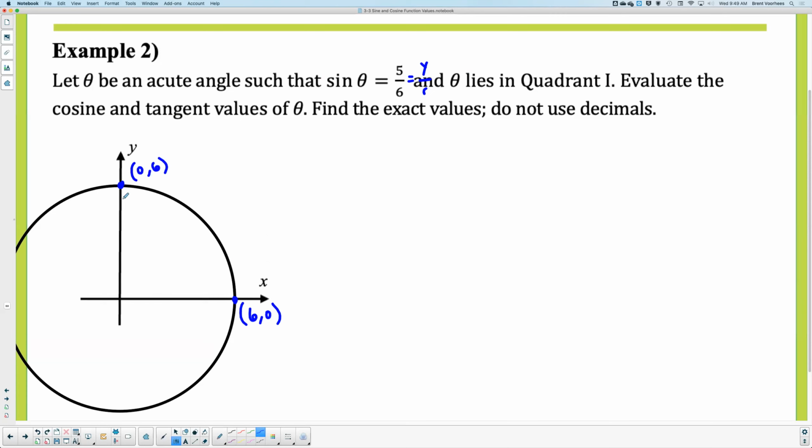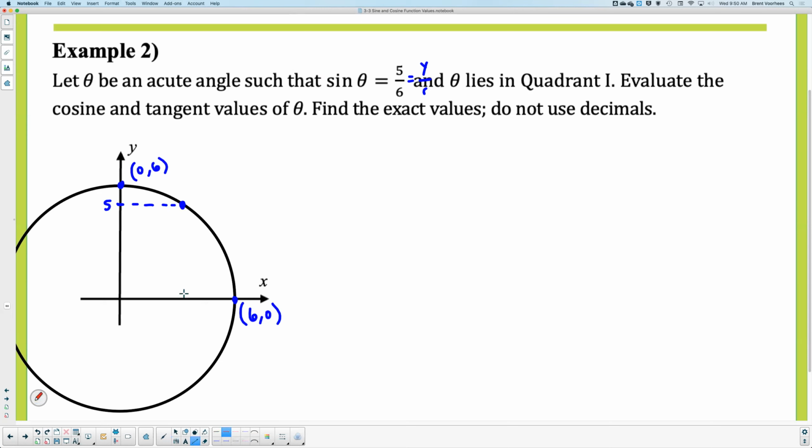I'm going to just take a guess and say that this is approximately 5 right there. Does that look like it might be about 5? If that's 6, does that look like an okay spot to put a 5? That means wherever we are in the circle, we have a y value of 5. This has to be straight across from there. So I'm going to try to draw my point straight across from that 5.